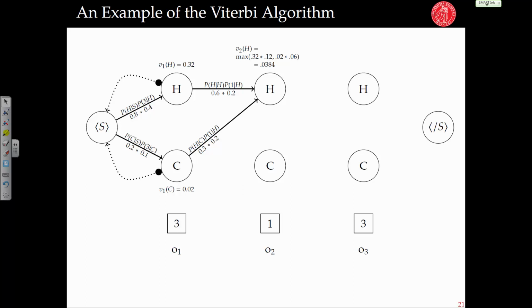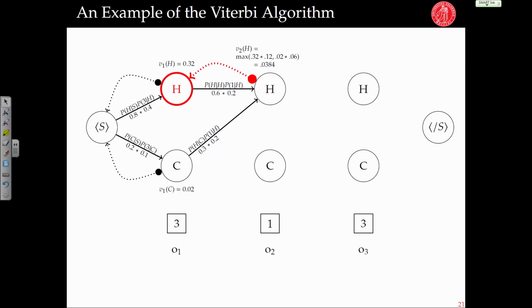It turns out that if we multiply 0.32 by 0.12, where 0.12 is coming from here, so 0.6 by 0.2, we just write it immediately as 0.12. And V1 of C is 0.02, and the result of this is 0.06. The maximum is the first one, the higher value, so we keep the back pointer here.